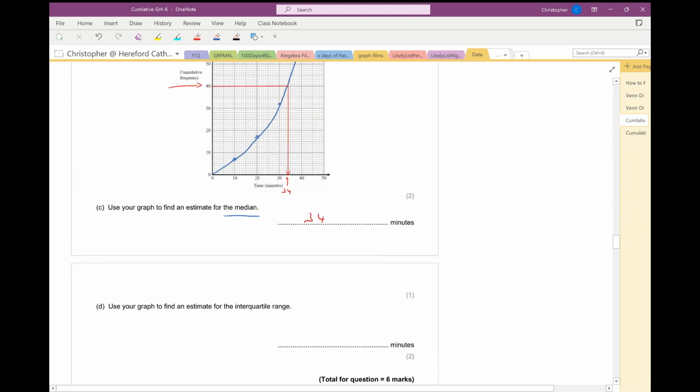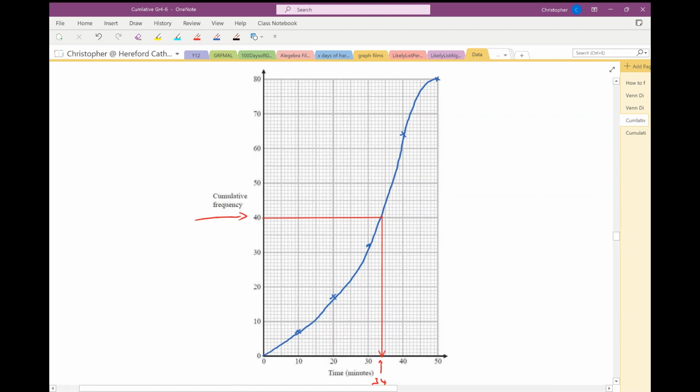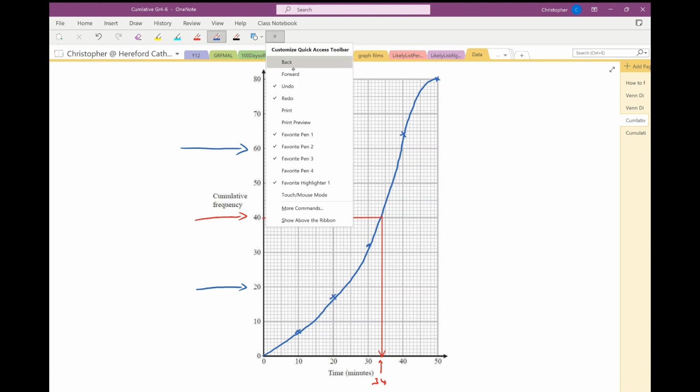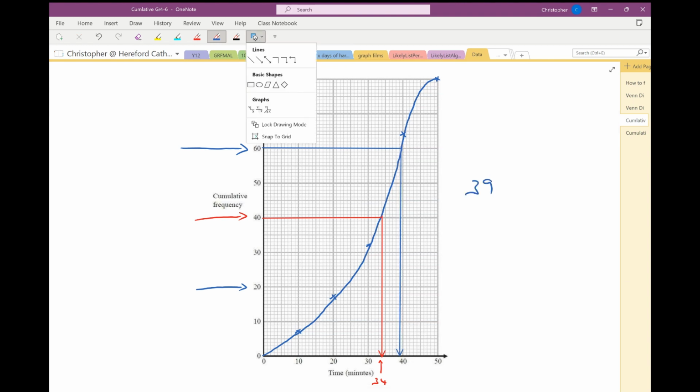Use your graph to find an estimate for the interquartile range. Right. Well, if the median is my 40th patient, then I'm going to be interested in the 20th patient's waiting time and the 60th patient's waiting time. Let's do the 60th patient first, because that's going to give me the larger number from which I'm going to subtract the smaller number. So, how long did my 60th patient wait? Well, the 60th patient seems to have waited 39 minutes. Now, what about the 20th patient?